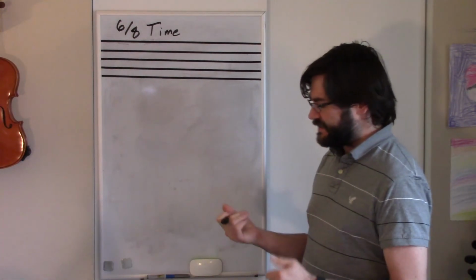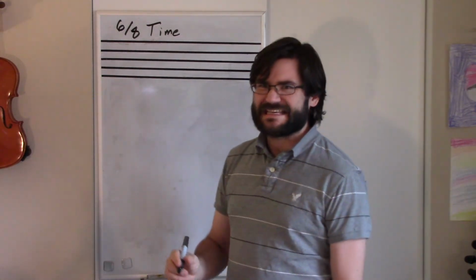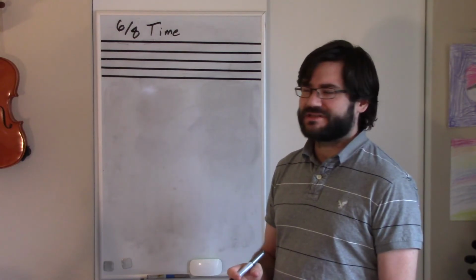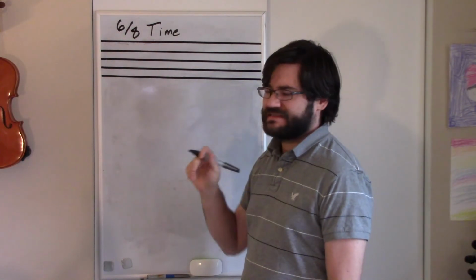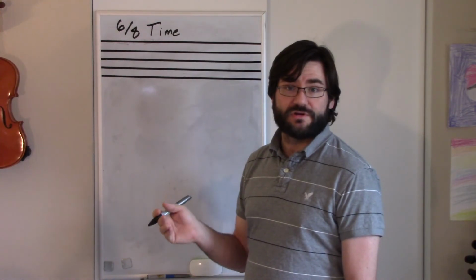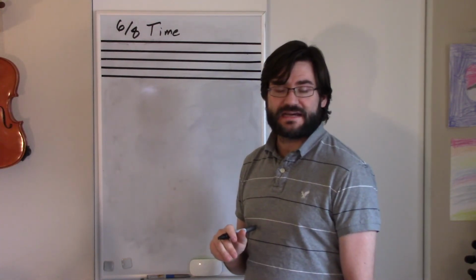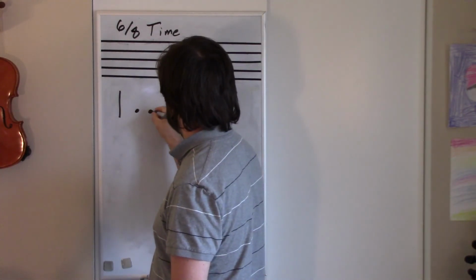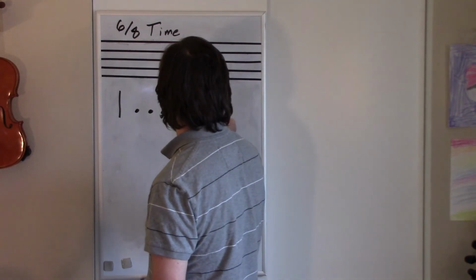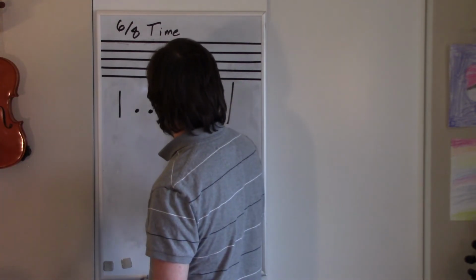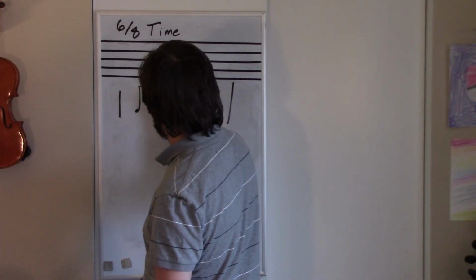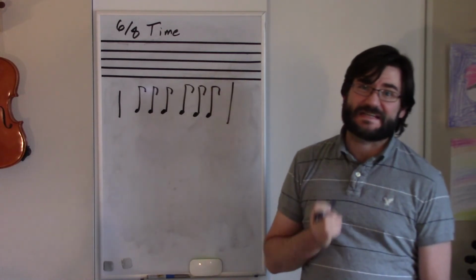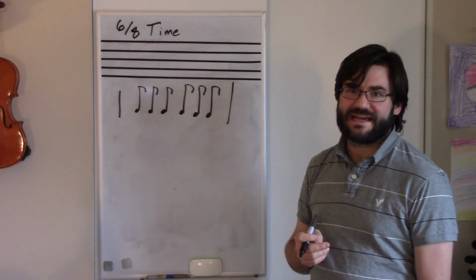So in 6/8, we're using 6/8 notes. Simplest way I've found to talk about time signatures: if you look at a 4/4 time signature, 4 quarters, that's how many are in each measure. So when we have one measure in 6/8, we have 6 eighth notes. Oh my gosh, that looks like a lot to have to think about and a lot to count.